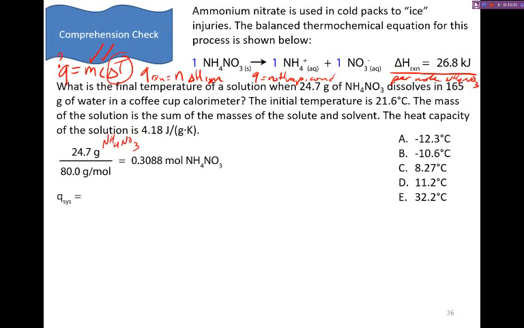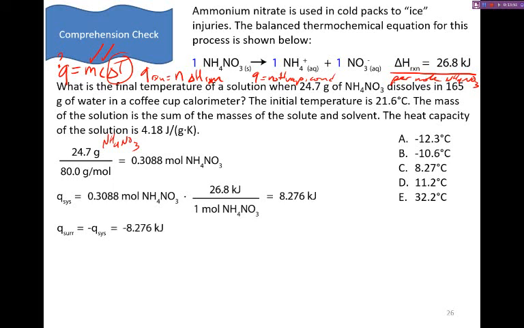To find the Q of the system, that's going to be the moles times the enthalpy of the reaction to give 8.276 kilojoules. To solve for Q of the surroundings, we need to take the negative of the Q of the system. So that's negative 8.276 kilojoules. And again, the reason for this is because in one case, we're measuring the temperature with a thermometer, but it's being given off or absorbed by the reactants.